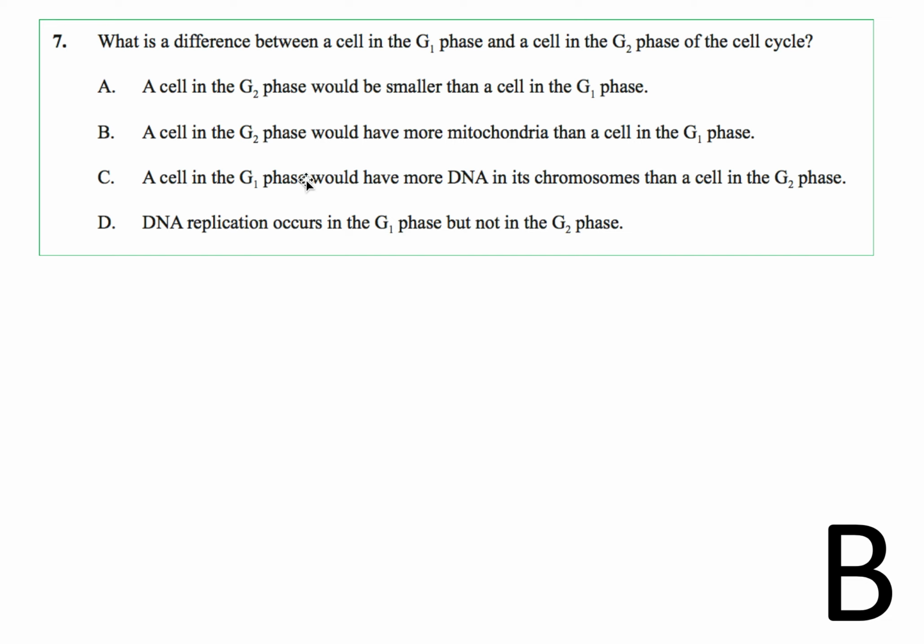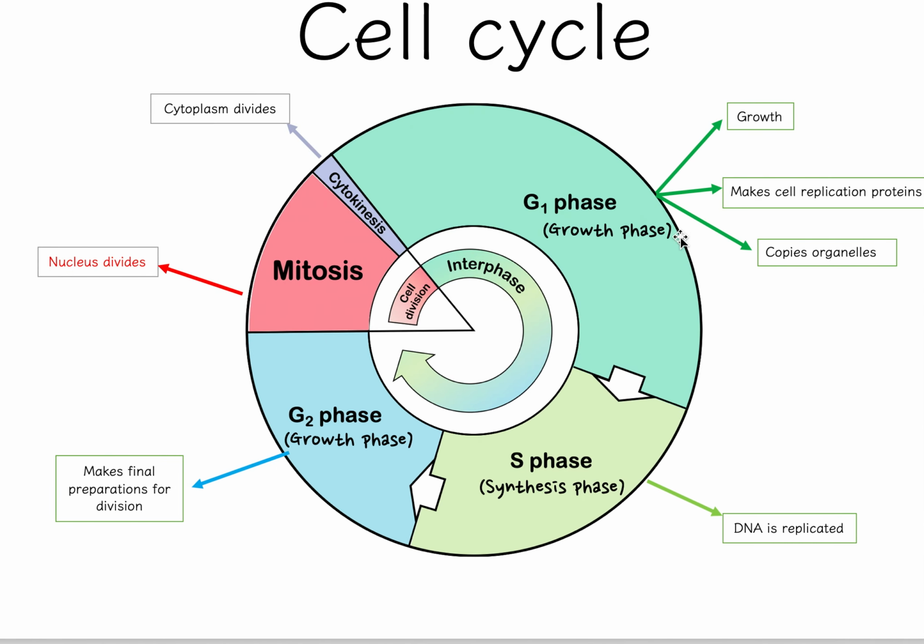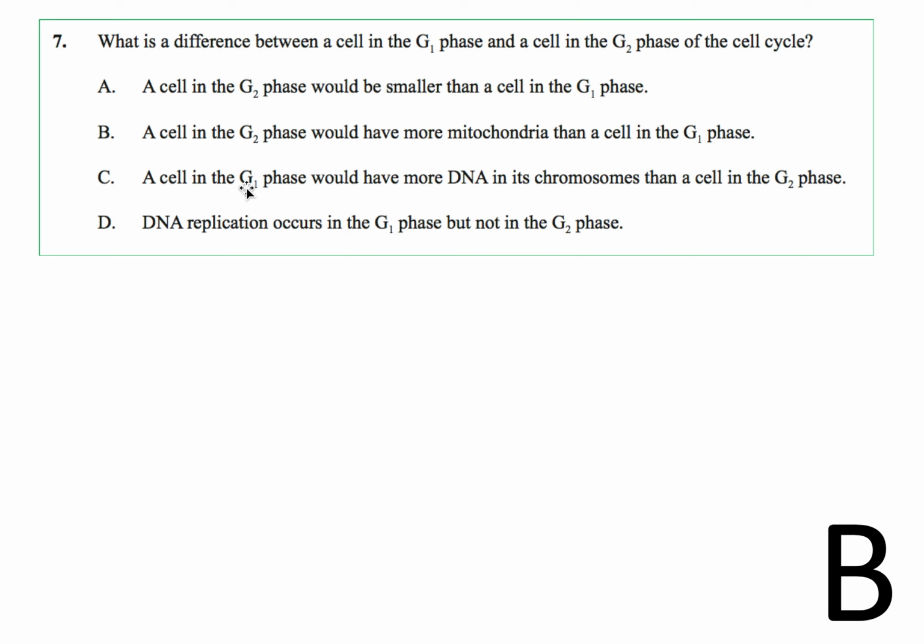C: a cell in the G1 phase would have more DNA in its chromosomes than a cell in G2 phase. No, because we know in G1 phase it still has the normal amount of DNA, because when it enters S phase, the DNA is replicated. So a G2 cell will have much more DNA than a cell in G1 phase. So this is saying the exact opposite, therefore it cannot be C.